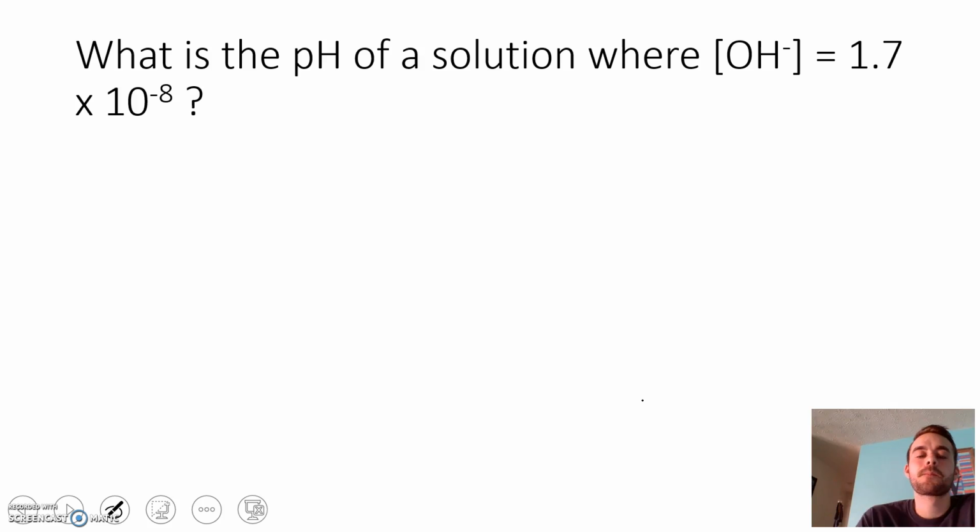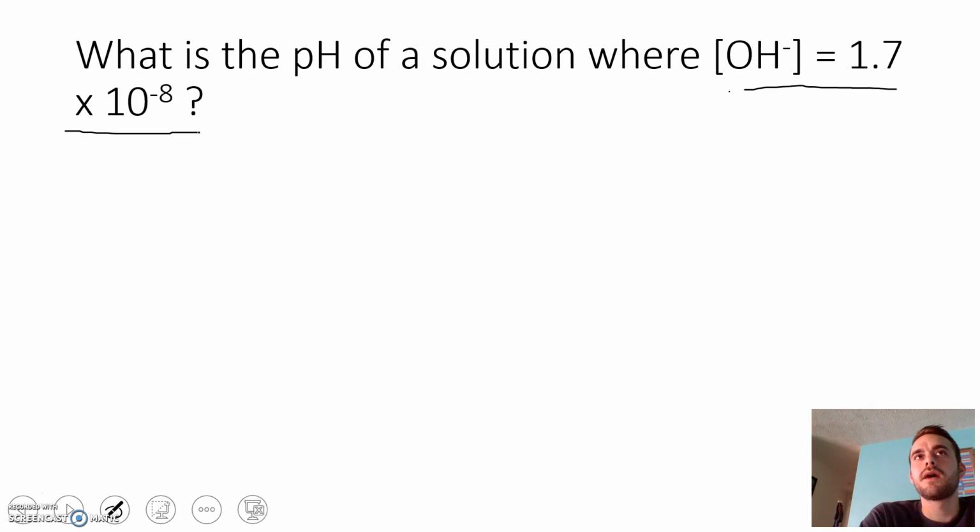Okay, here, you're going to find the pH, and they tell you that your OH minus is 1.7 times 10 to the negative 8, which means that they've given you, essentially, in your solution, how basic it is. They want to figure out how acidic it could be.